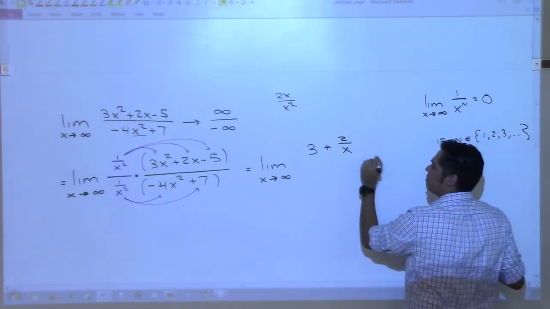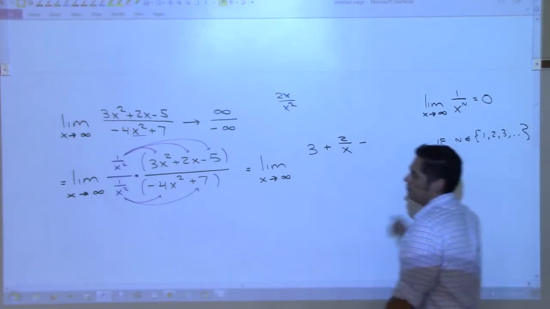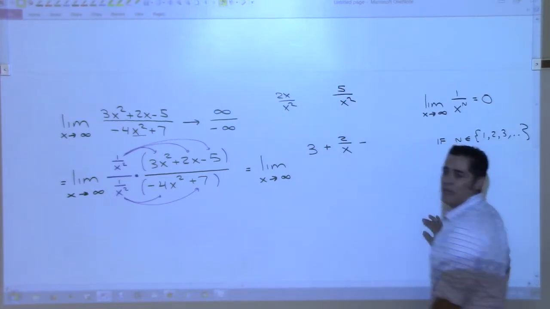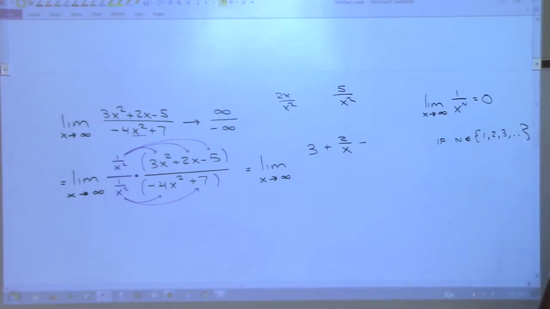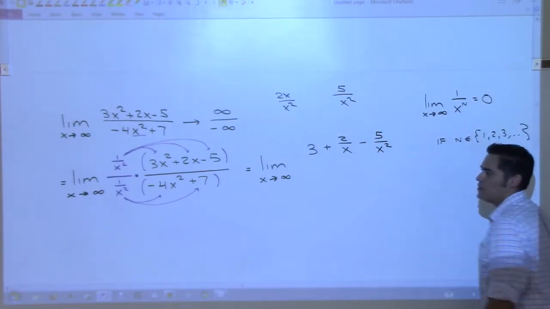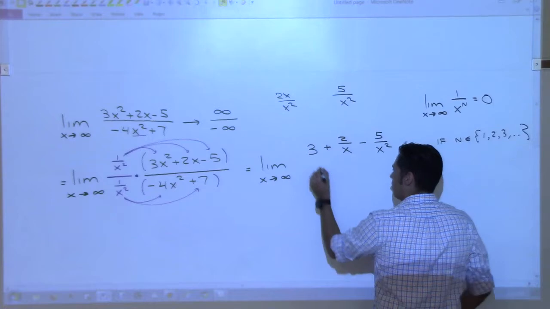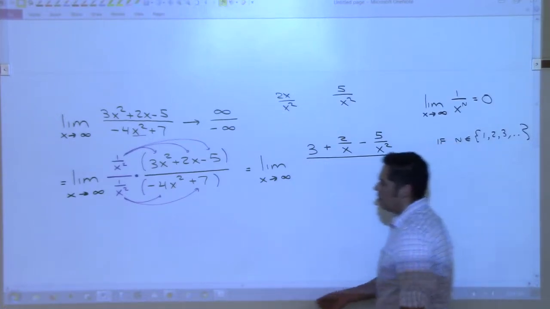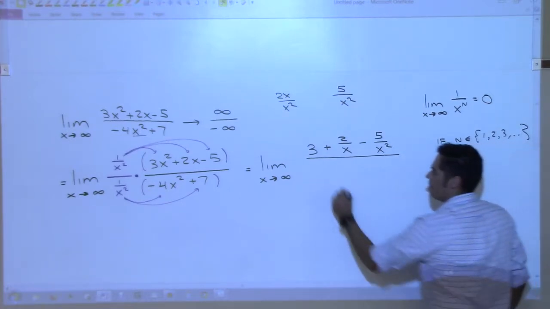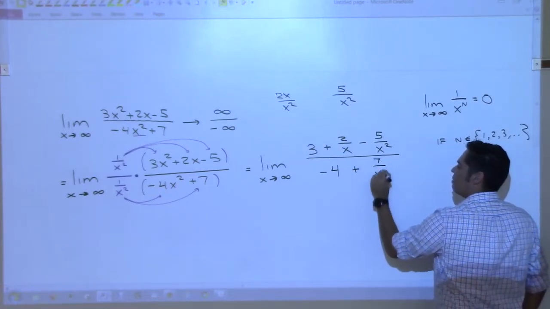Okay, next, what's the next term? Minus? So we're doing this times this, which is really like 5 over x squared, and nothing cancels, does it? Right? So that's what happens if I distribute 1 over x squared through the top. Emmanuel. Where's Emmanuel? What if I distribute 1 over x squared through the bottom? Negative 4, plus 7 over x squared. 7 over x squared. We all agree?